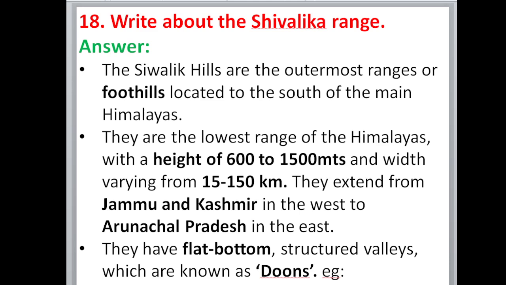Next question is, write about the Shivalika range. The Shivalika hills are the outermost range or foothills located to the south of the main Himalayas. They are the lowest range of the Himalayas with a height of 600 to 1500 meters and width varying from 15 to 150 kilometers. They extend from Jammu and Kashmir in the west to Arunachal Pradesh in the east.